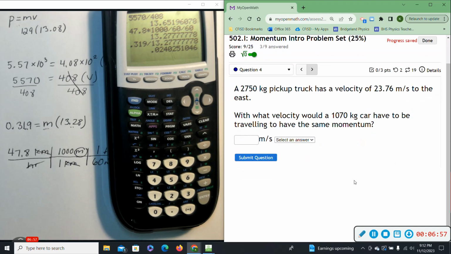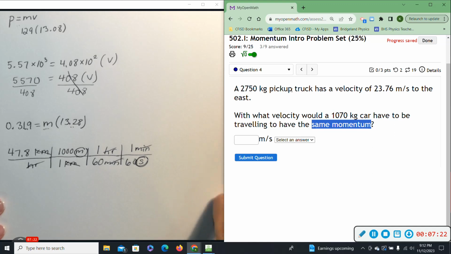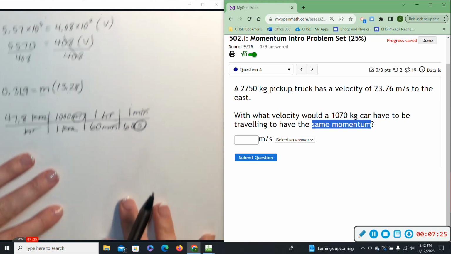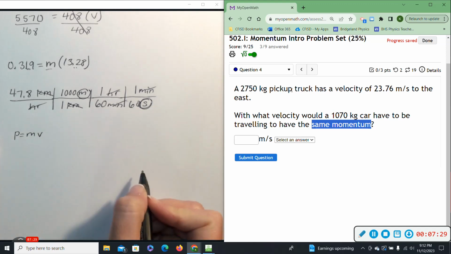Question number 4 says a 2,750 kilogram pickup truck has a velocity of 23.76 meters per second to the east. With what velocity would a 1,070 kilogram car have to be traveling in order to have the same momentum? Okay, so if we want to figure out what it needs to have the same momentum, we need to know what the momentum of this truck is. Again, it's still the same equation. So we're still going to say that momentum is equal to mass times velocity.